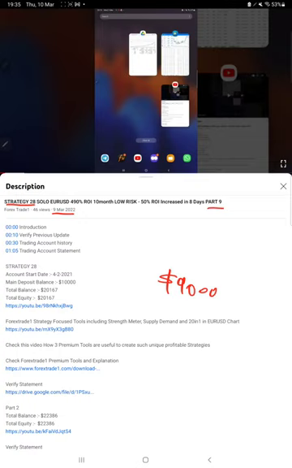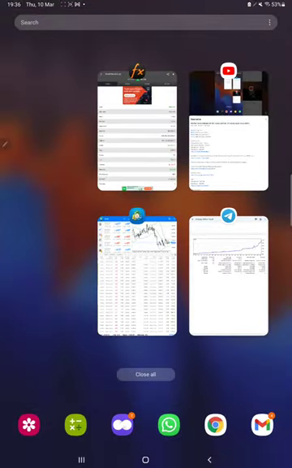So as you know, in the YouTube description you can get the strategy details, profit update, and trading account statement to verify all the details. So make sure you check the description.